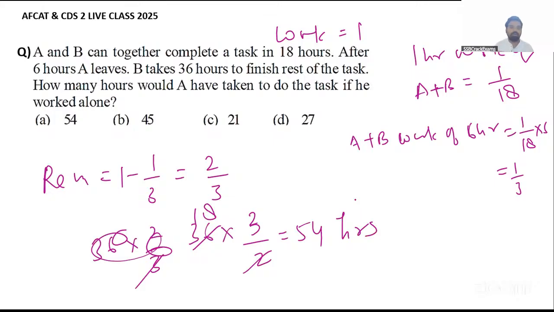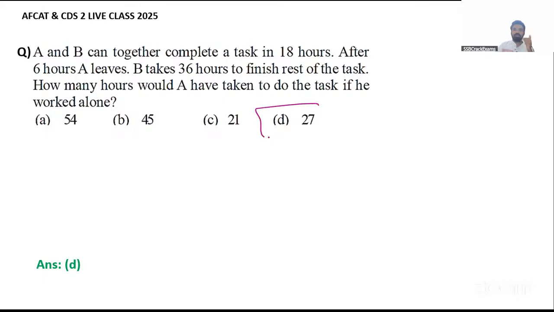Is this the answer? The question is asking how many hours A will take if he works alone. So 54 hours. That's it. This was a simple question. Wait, the answer is not correct, I guess. In the next slide, you can see it is to be D. Okay, so the work of B is 54 hours. Sorry, the work of B is 54 hours.